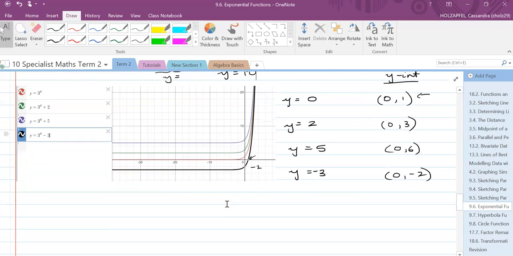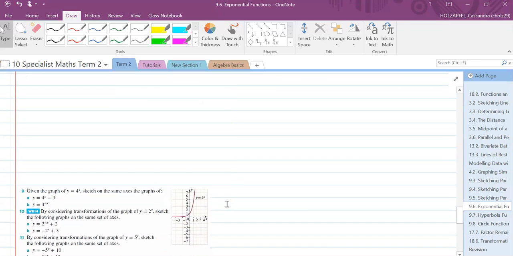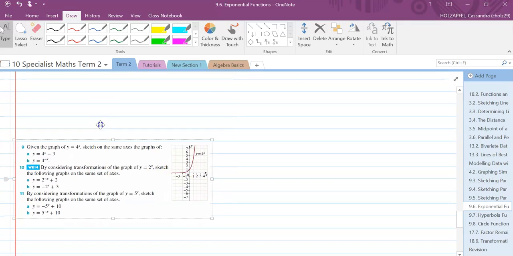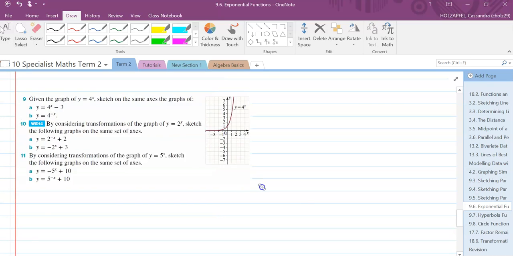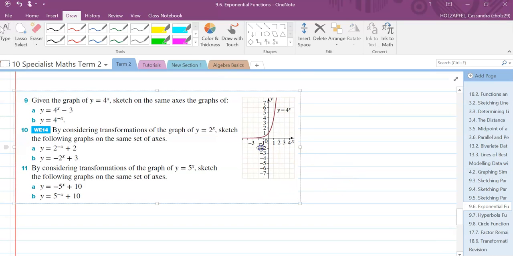And again, most of these questions in the textbook are all relating to using a graphics calculator or using some sort of graphing tool. So this is a very similar sort of question here now. So given the graph of y is equal to 4 to the power of x, sketch on the same axis of graphs the graphs of y is equal to 4 to the power of x, take 3. So having a look at all those questions that we've just done, all we need to do then is we need to draw this exact same graph, but it just needs to be shifted down by 3 units. That's a little bit tricky for me to do, so I'm not going to do it by hand.